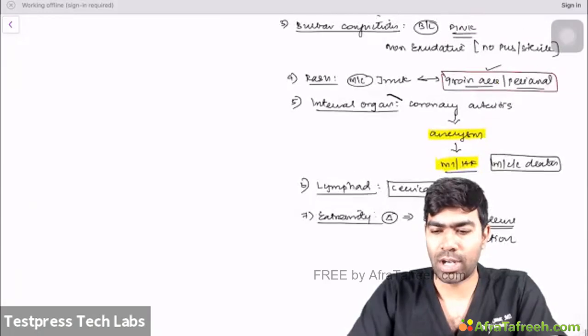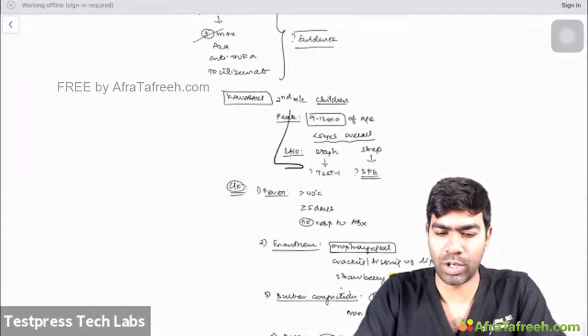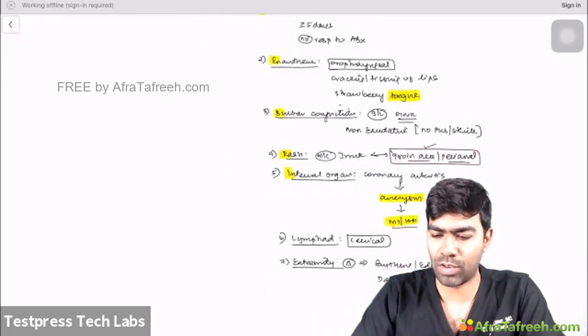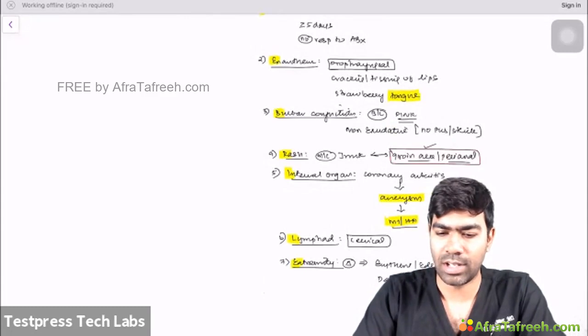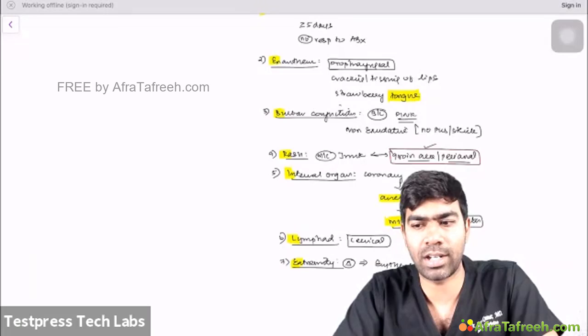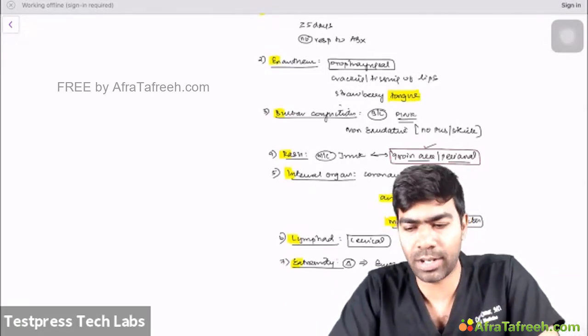So now you can understand why I told you FEBRILE, because that's basically a mnemonic for understanding the criteria for Kawasaki. So fever, F, enanthem, bulbar conjunctivitis, rash. Then we have internal organ involvement, lymphadenopathy, and extremity changes. You have this mnemonic FEBRILE. So that's the mnemonic for understanding Kawasaki disease. This is also the criteria for diagnosing Kawasaki, WHO criteria.